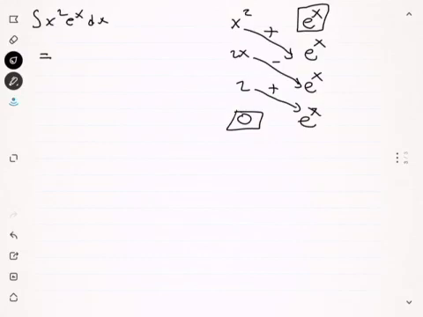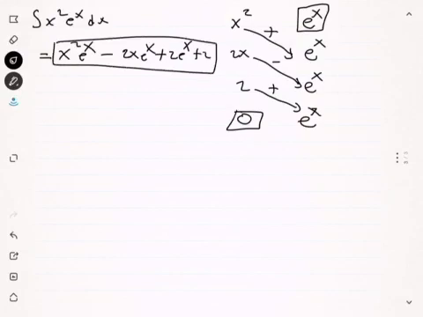So this is just going to be the product of x squared times e to the x, minus 2x times e to the x, and then plus 2 times e to the x, and then plus c. So this is the same as what we obtained before. This tabular integration works whenever one of the functions dies out when you differentiate, and the other one is easily integrable.